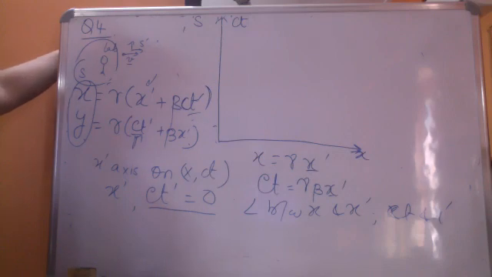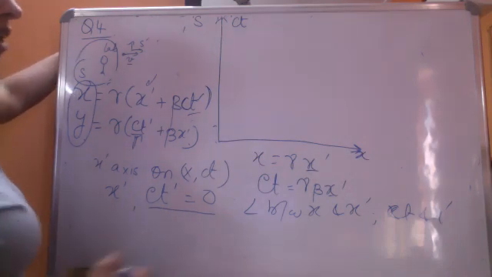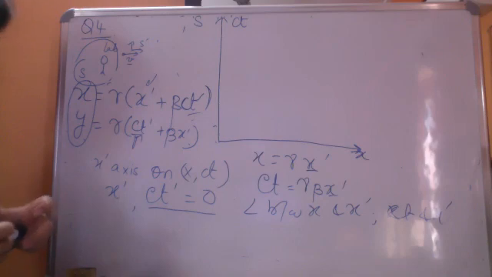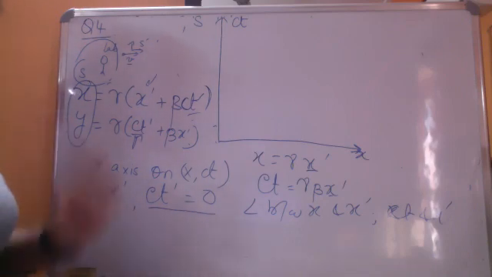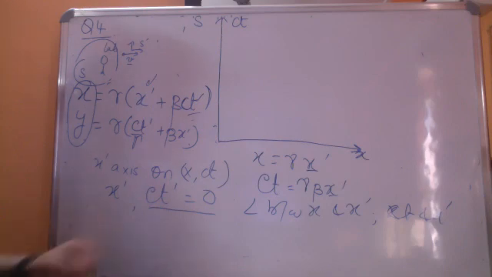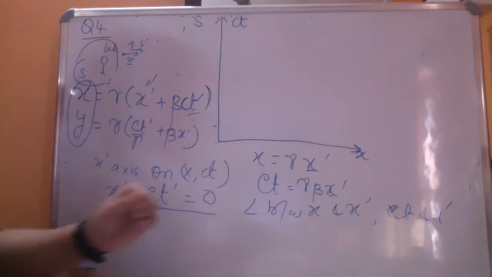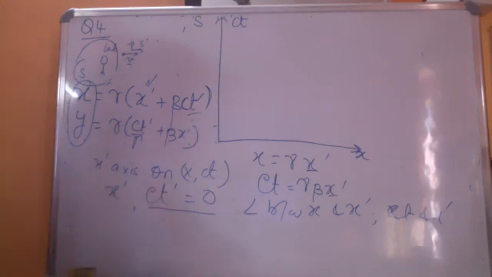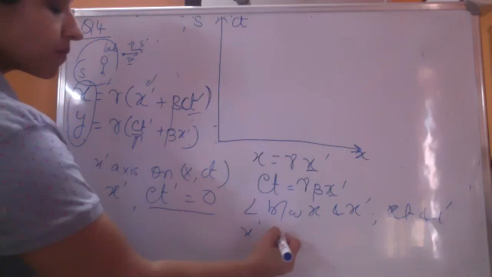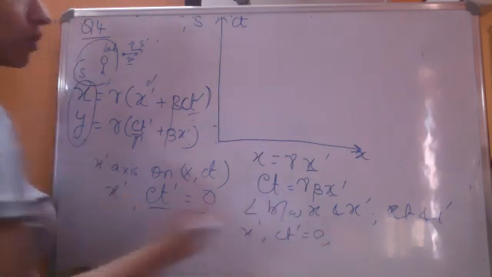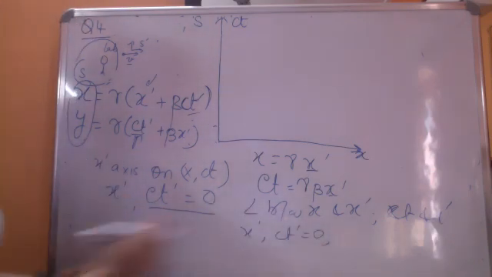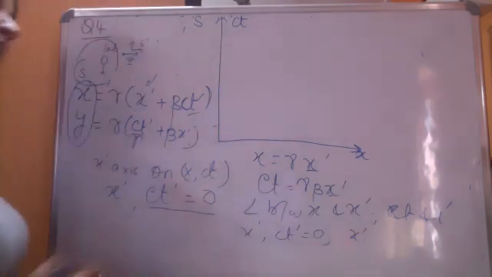How do I find the angle between x and x prime? Now I have to think what really is x prime. So x prime is the world line of a particle which is at rest in S prime frame of reference. It started at some initial value of x prime at time ct prime equal to 0. Now since it is at rest in S prime frame of reference, it always remains at x prime.